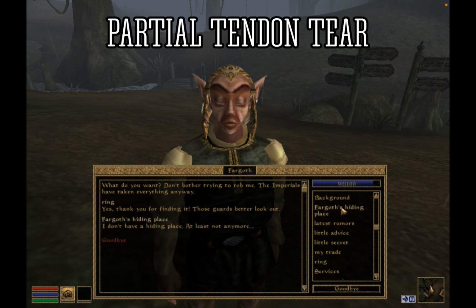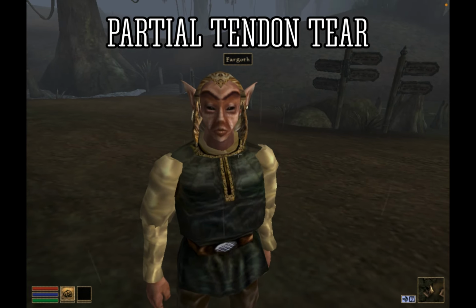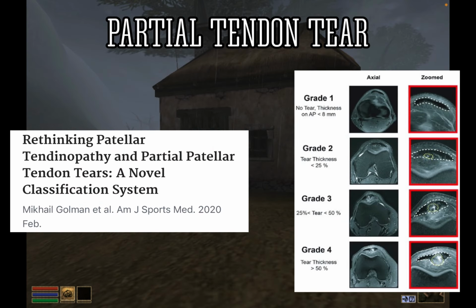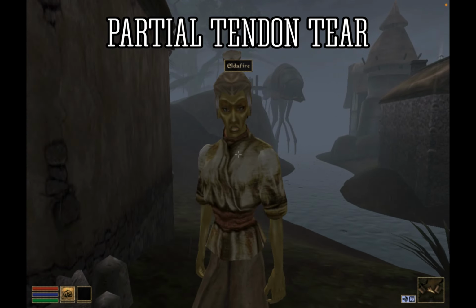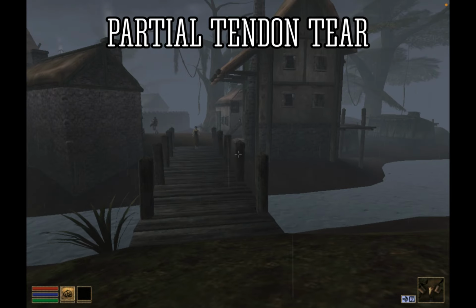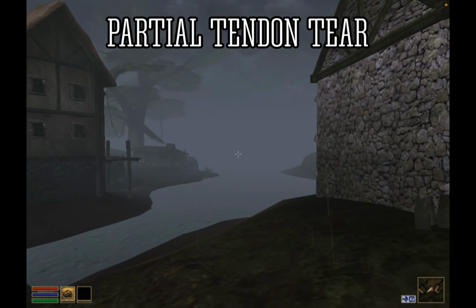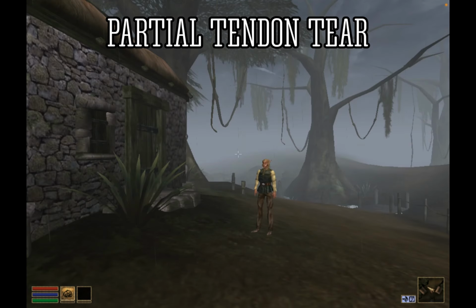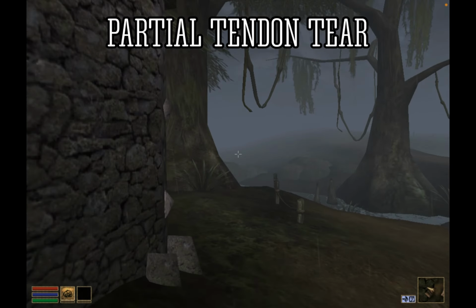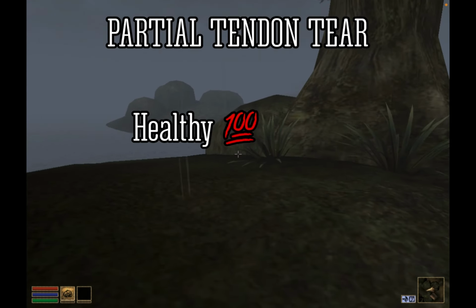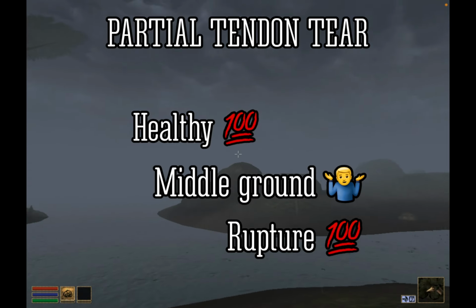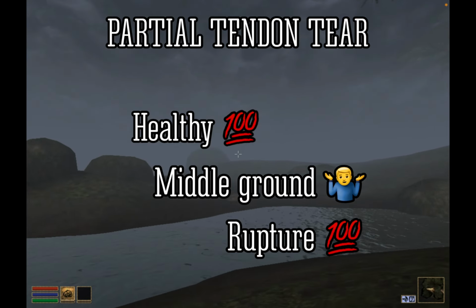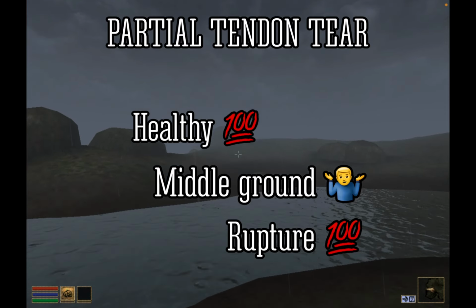This is a pretty debated topic. You will get the partial tendon tear diagnosis from getting an MRI, maybe an ultrasound, but it seems to be more common with an MRI. MRI gives you a 3D image, ultrasound will give you 2D. It's debated because you can image a healthy tendon and know for sure that it's healthy, and you can image a tendon rupture and know for sure that it's ruptured, but it's the middle ground that's difficult. How do you know if there's a partial tendon tear or if it's just a tendinopathy?